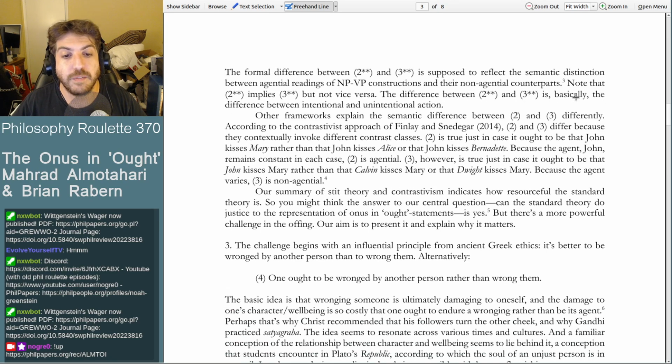The formal difference between 2 double star and 3 double star is supposed to reflect the semantic distinction between the agential readings of the NP-VP constructions and their non-agential counterparts. Note that 2 double star implies 3 double star, but not vice versa. The difference between 2 double star and 3 double star is basically the difference between intentional and unintentional actions. So yeah, like if John kissed Mary versus Mary was kissed by John, Mary was kissed by John does not imply that John did the kissing, just that he was there when they were kissing. In 3, that is.